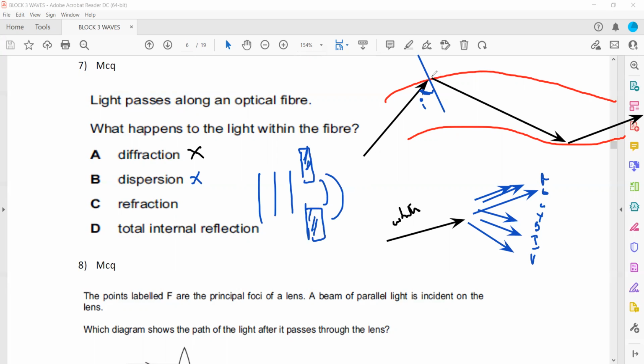Refraction means when the light travels from one medium to another, it changes speed. And total internal reflection is when the light bounces back in the same medium. So D is the right answer, because when the light strikes the medium, it bounces back and undergoes total internal reflection.